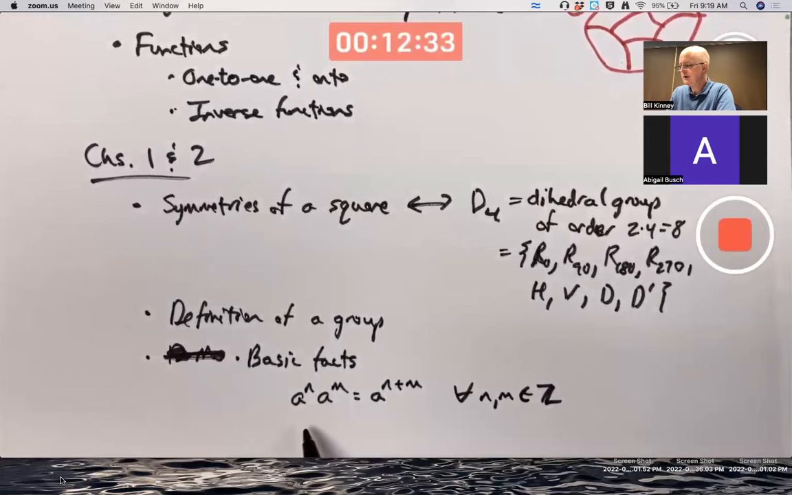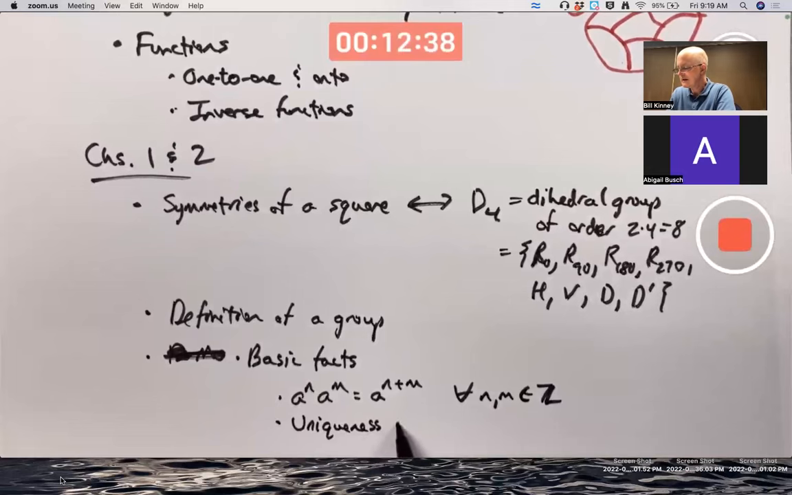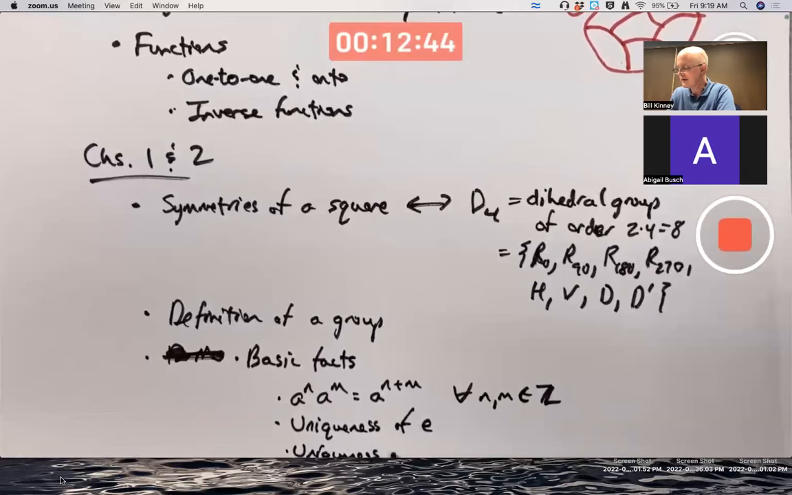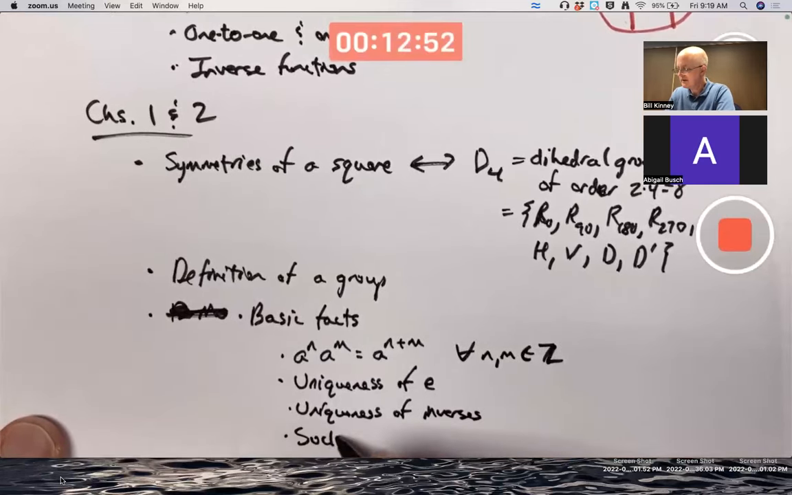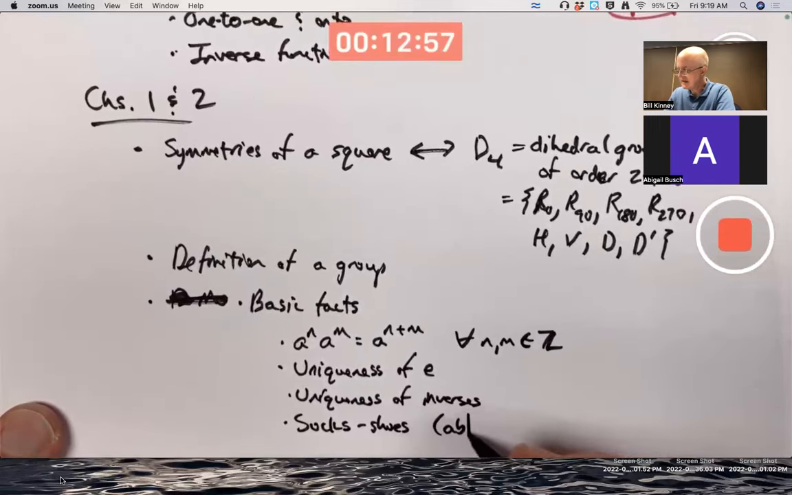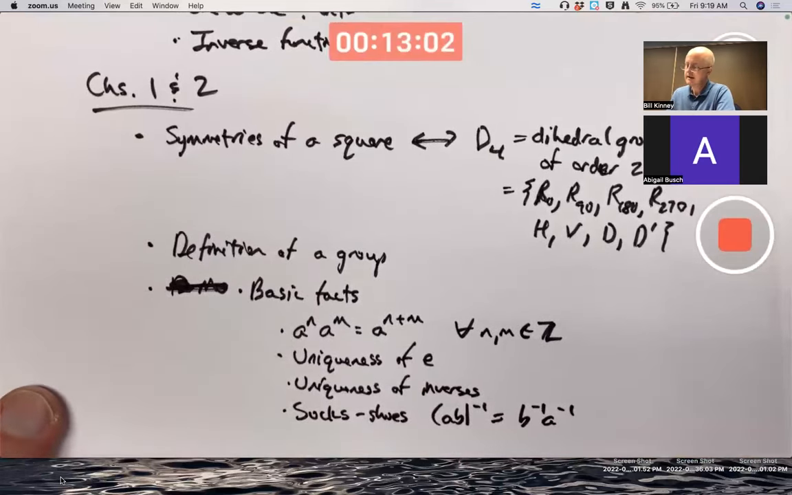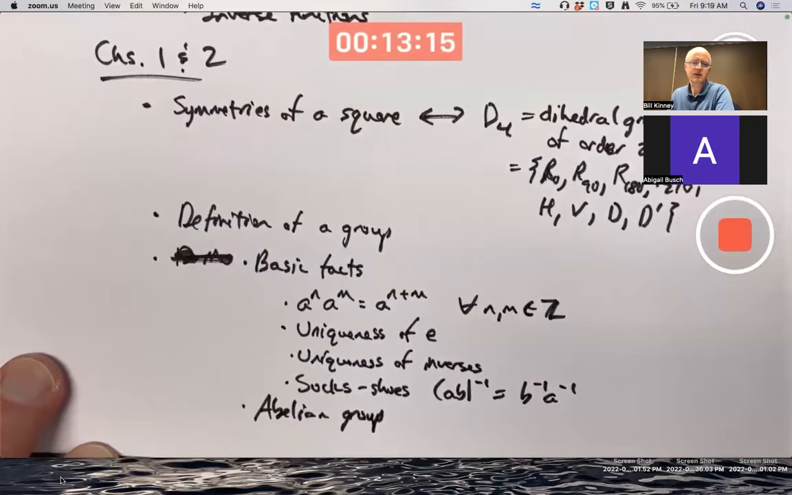Other basic facts include uniqueness of the identity, uniqueness of inverses, right? They're not part of the definition of a group, so you technically have to prove them. There's the socks-shoes property for inverting A times B. You do it as B inverse times A inverse, in the opposite order. There's the definition of an abelian group.